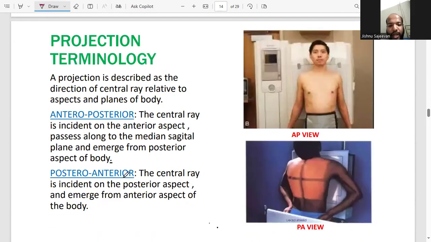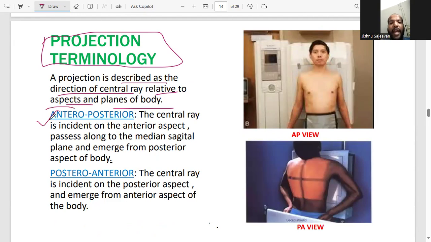That is the projection terminology. Projection terminology is described as the direction of the central ray relative to the aspects and planes of the body. That means through which direction the central ray is entering the patient's body. For example, anteroposterior. These are some of the basic terms which we can hear when we are working in a radiology department. All the radiographers will be familiar with these basic terms, anterior, posterior.